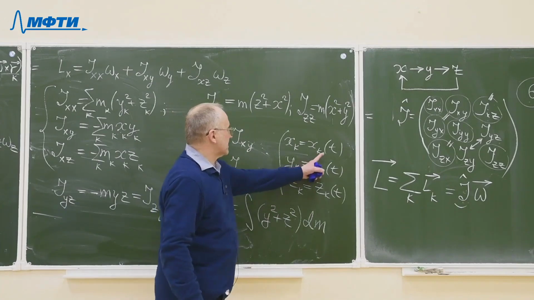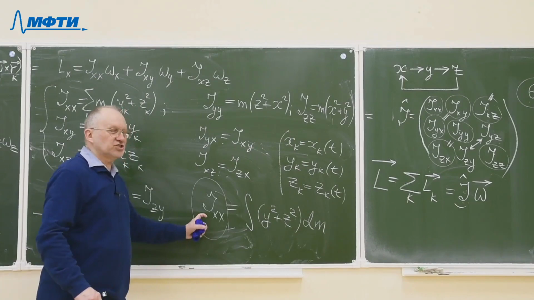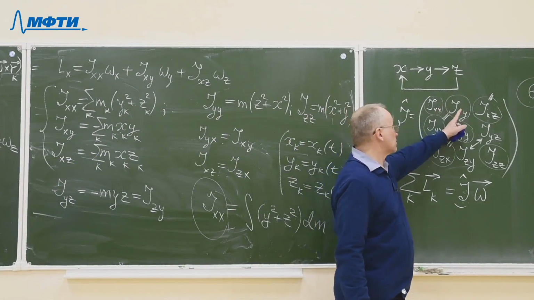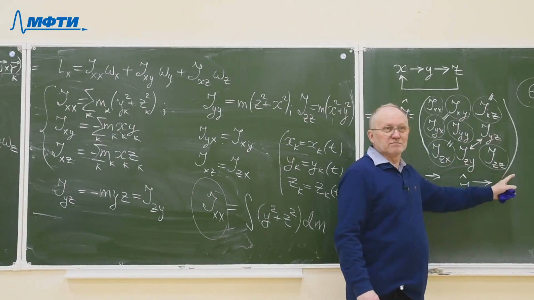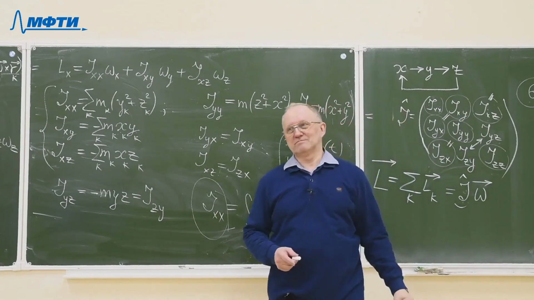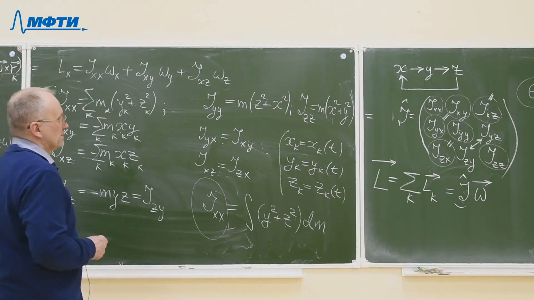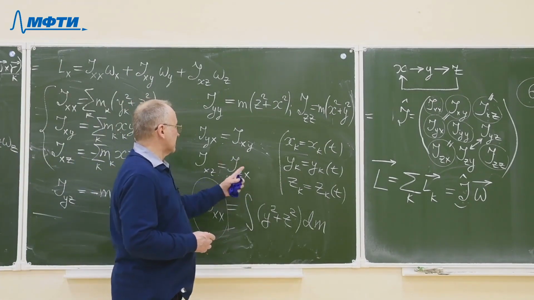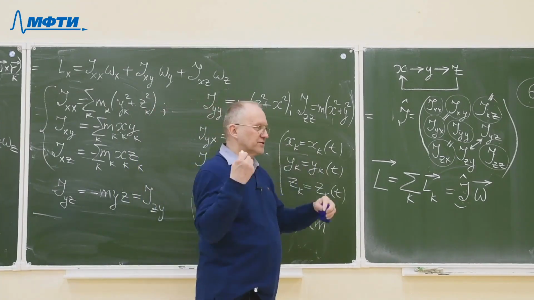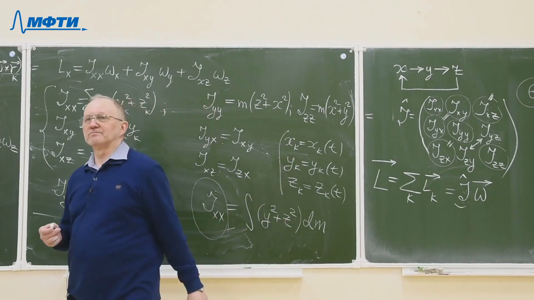And when you substitute all these functions of time into these integrals, you will obtain that each element of the tensor of inertia is a function of time. It's not constant, it's changing. As the body rotates, all the components change. That's obvious, because these are coordinates of point number k, and point number k goes along the circular trajectory, so all its coordinates are functions of time.